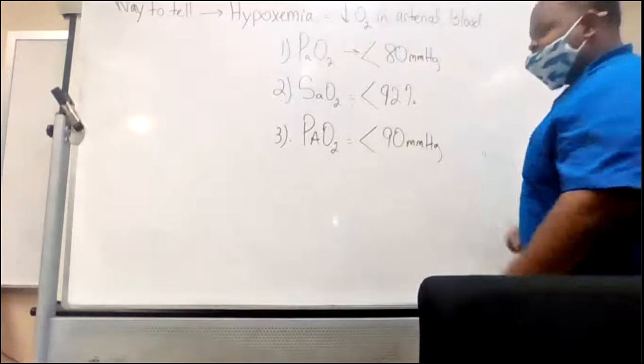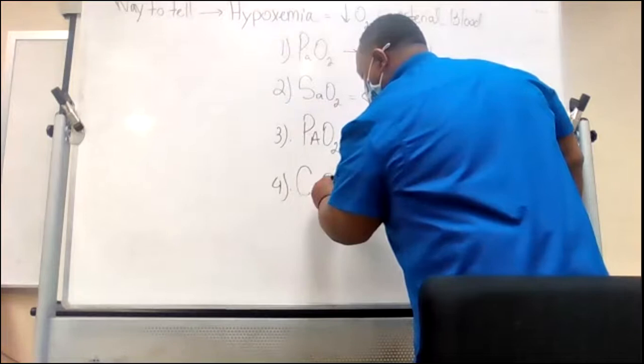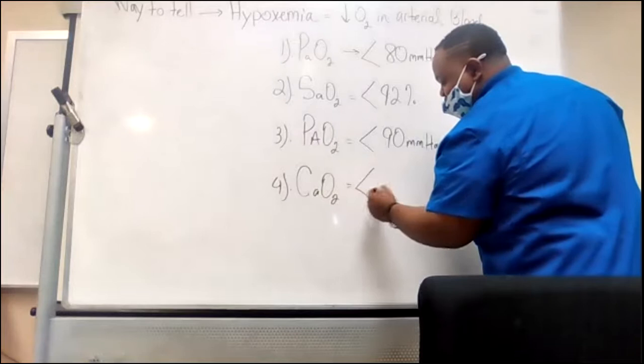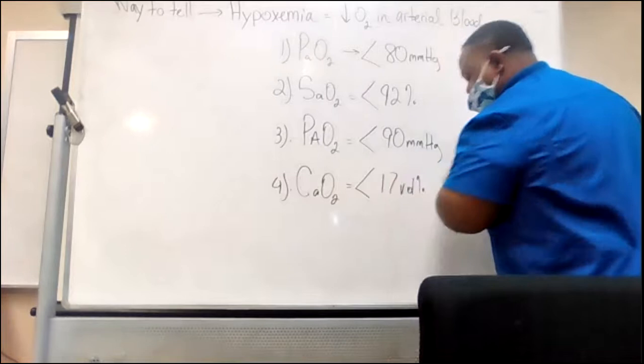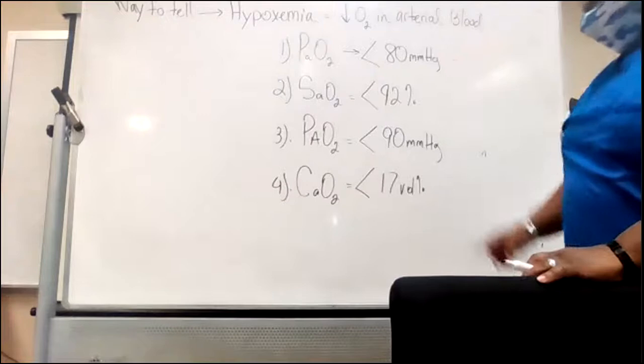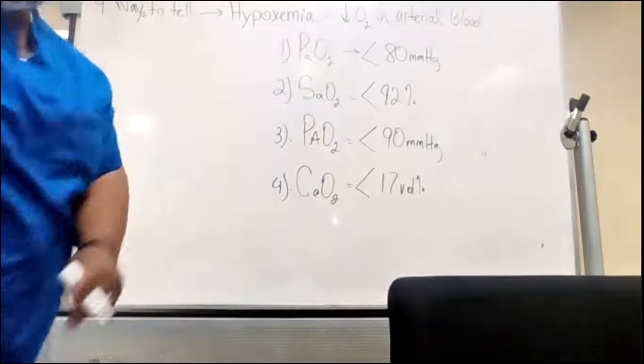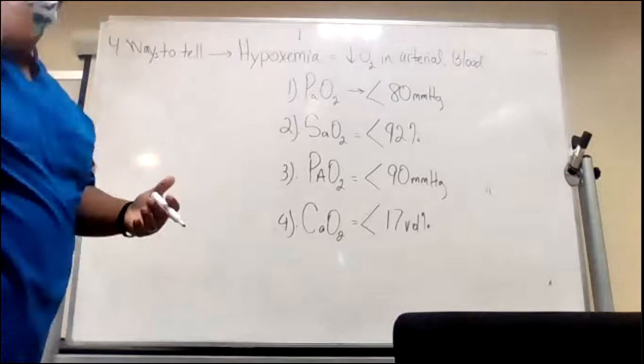And the last way would be my total O2 content. For this one, we will say it is less than 17 volumes percent. These are four ways to see if your patient is suffering from hypoxemia.